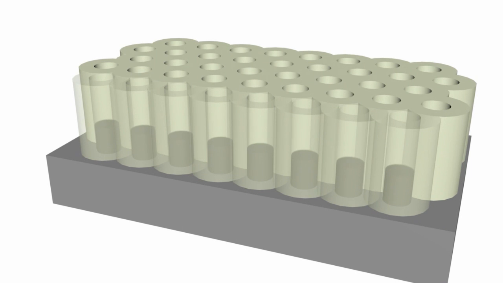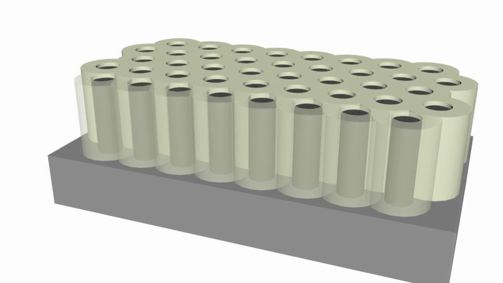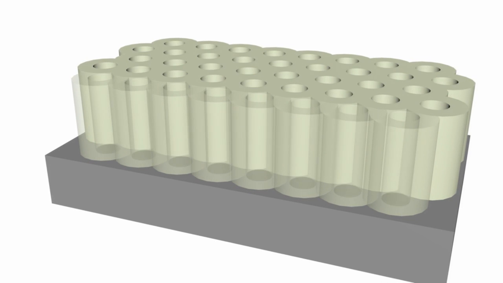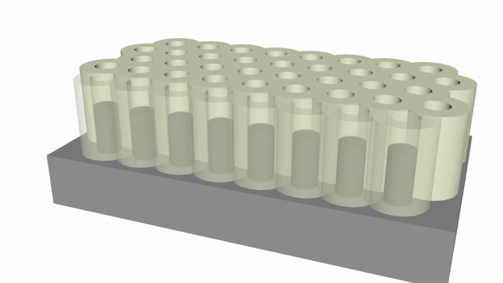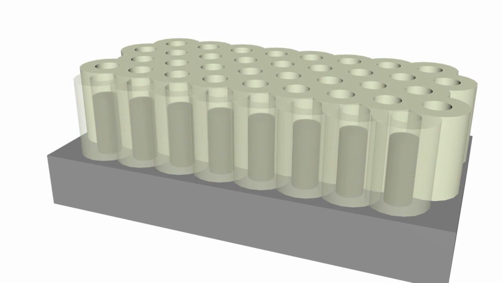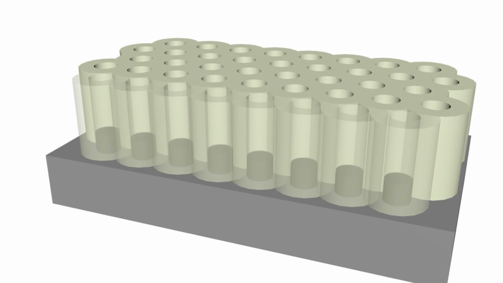In the next step, silver is electrochemically deposited into the pores, as the oxide layer in the bottom of the pores is very thin, allowing electrical connection. The silver starts depositing from the bottom and eventually fills the whole pore.